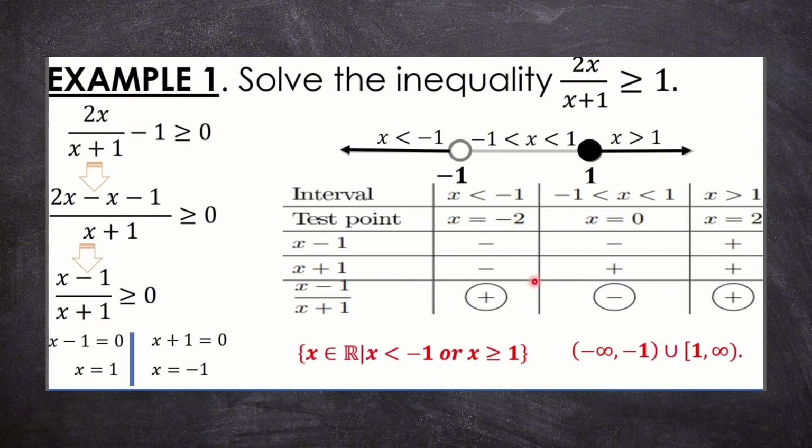Using interval notation, because we have intervals in the middle that are not part of the solution, how will we present it? From negative infinity to -1, we will use open and close parentheses, since -1 is not part of the solution, so that's why it is parentheses. Union of bracket 1 to positive infinity. Why is it bracket? Because 1 is part of the solution.